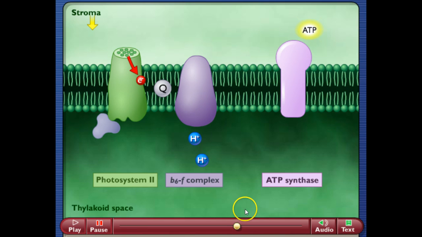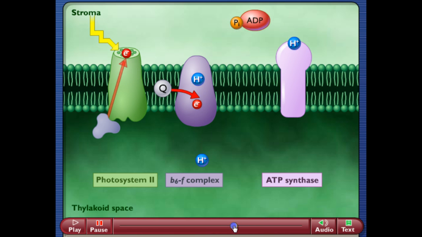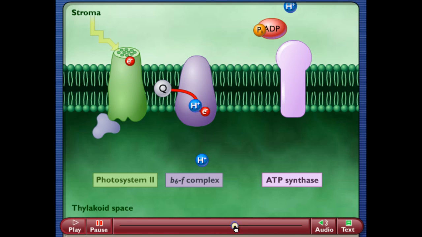Now, of course, any reaction needs an enzyme. Why? To speed it up. So here you see ATP synthase. What ATP synthase does is lower the amount of activation energy it takes to phosphorylate this ADP molecule. So make sure you write that in your notes. So ATP synthase facilitates this phosphorylation. In other words, it reduces the energy that's necessary to phosphorylate ADP into ATP.